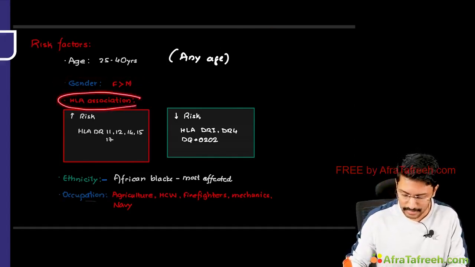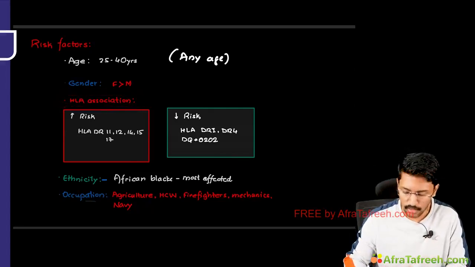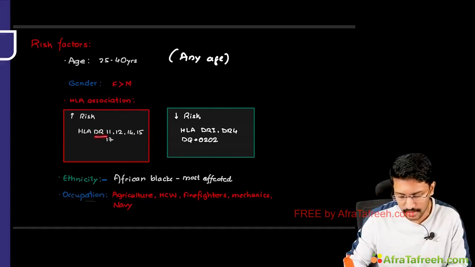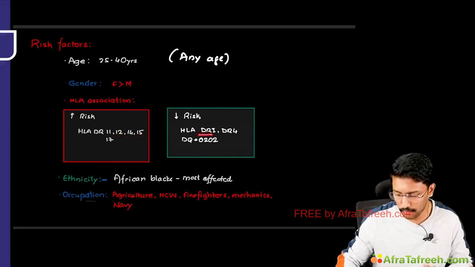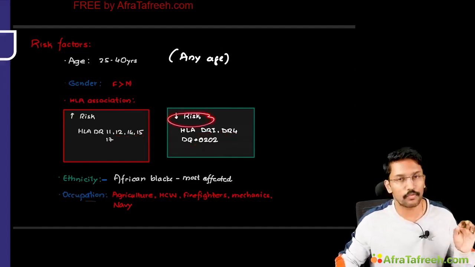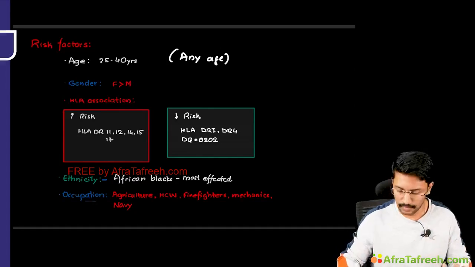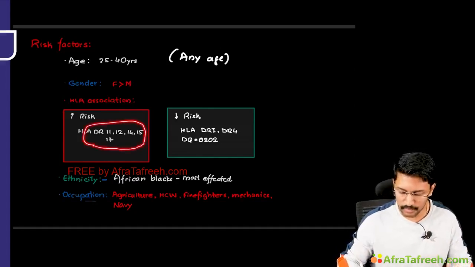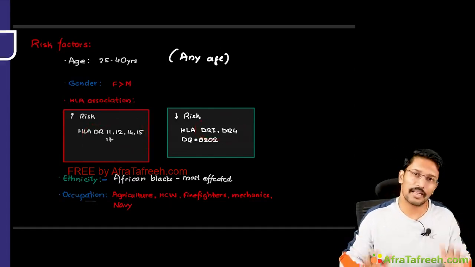There is certain characteristic HLA association. There is increased risk of developing sarcoidosis in those who are carrying HLA DR 11, 12, 14, 15 and 17, and those who are carrying HLA DR 1 or DR 4 or DQ0202 carry decreased risk of developing sarcoidosis. Pretty easy to remember. If at all there is a question asking you about the HLA and risk of sarcoidosis, think of all double-digit numbers associated with increased risk and single-digit numbers associated with decreased risk.